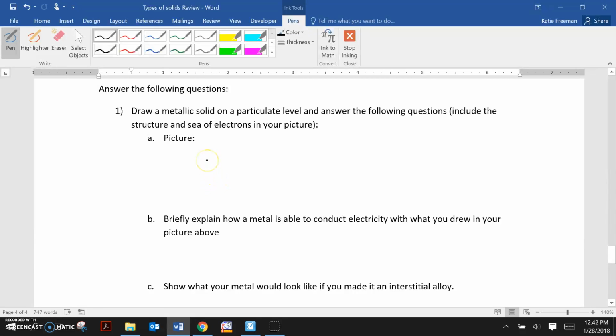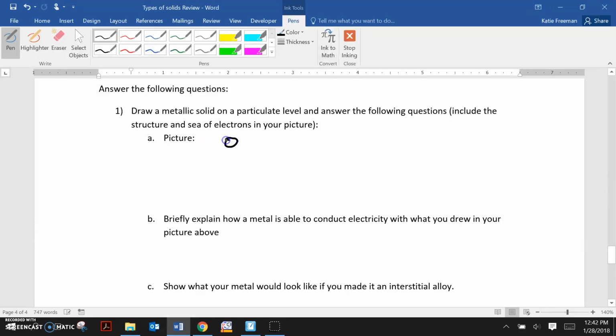Again, most of the time these types of questions are not in the free response section in any way, shape, or form. But it's still good practice, and it's a good way to make sure you actually fully understand what's going on. Okay, so the first part is draw a metallic solid on a particulate level. Particulate level just means down to the atomic level, and answer the following questions. Include the structure and sea of electrons in your picture.